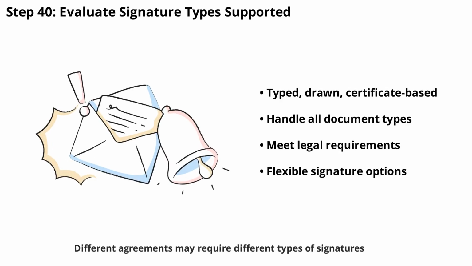Different agreements may require different types of signatures, such as typed, drawn, or certificate-based. Ensure the software supports all signature types you need. This flexibility allows you to handle a variety of documents and meet legal or client requirements.